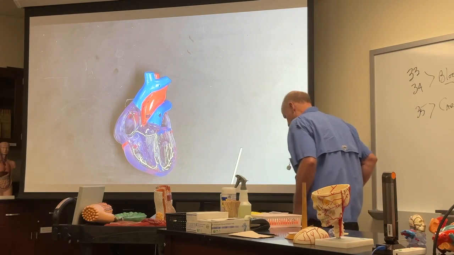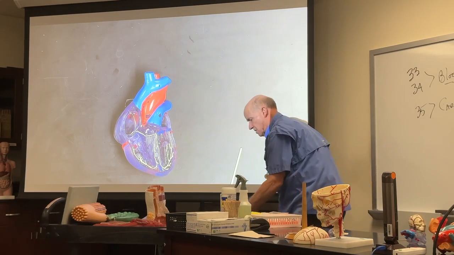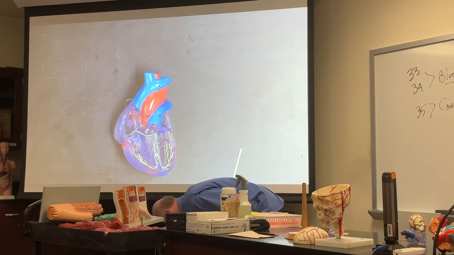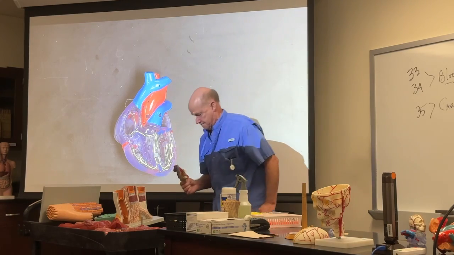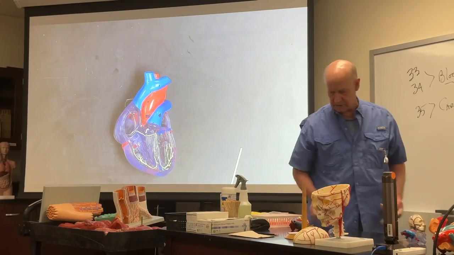SA node is the pacemaker for electrical activity. And then you have the AV node. And then you have the bundle of His, or the AV bundle. And then the 2 bundle branches.